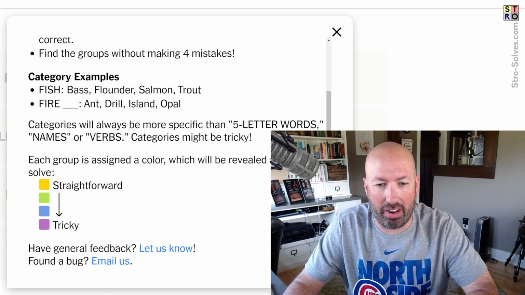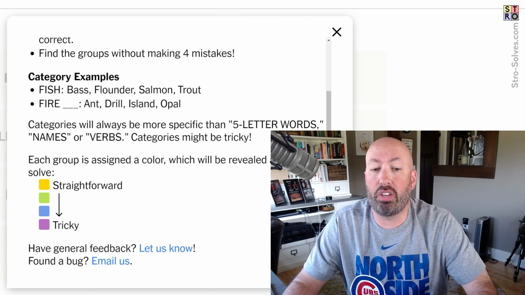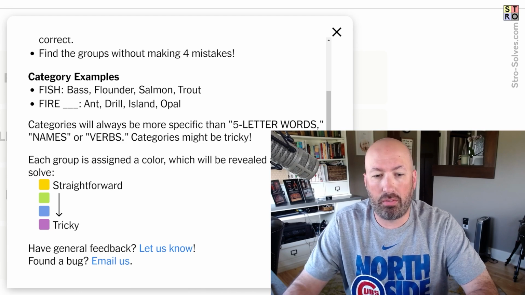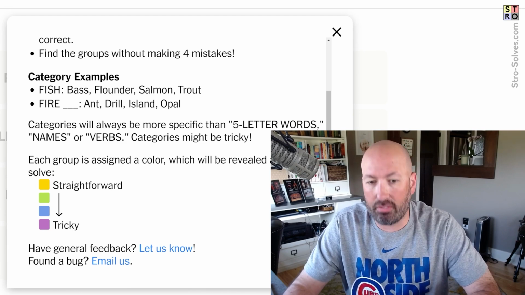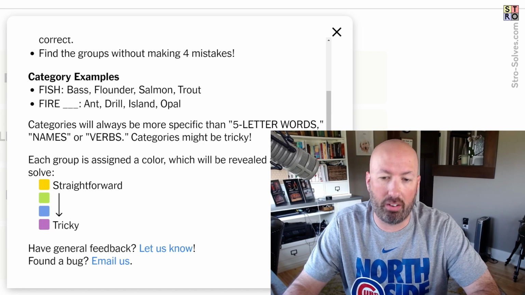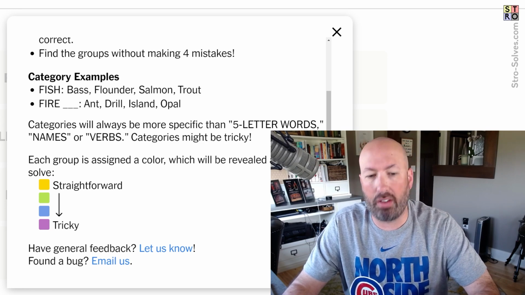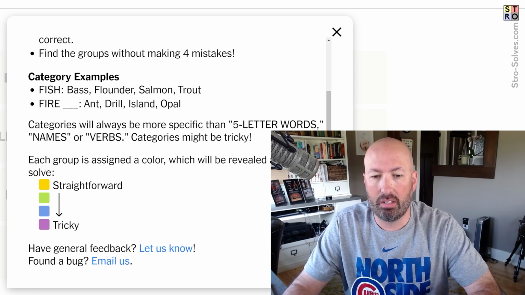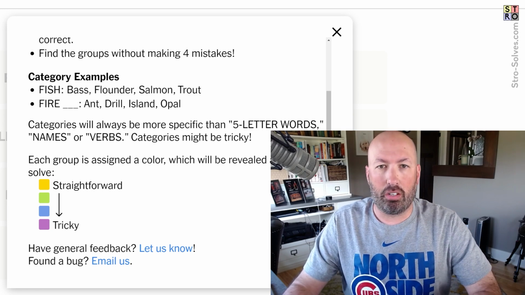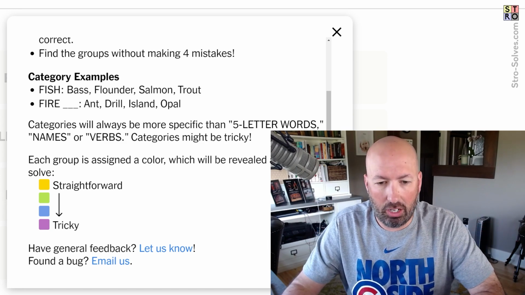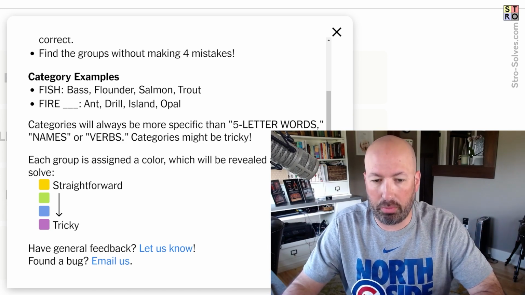So this sounds interesting. All right, so category examples. Fish: you could have bass, flounder, salmon, and trout. Fire something: fire ant, fire drill, fire island, fire opal. Okay, yep. Categories will always be more specific than 5-letter words, names, or verbs. Obviously, you could group anything into a category of words, right? Each group is assigned a color, which will be revealed as you solve, from straightforward to tricky.